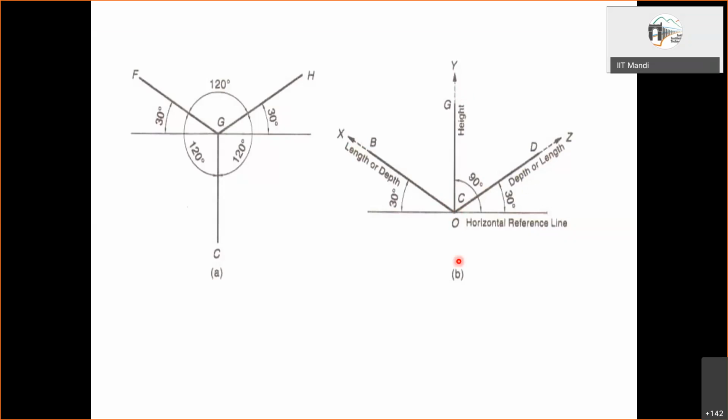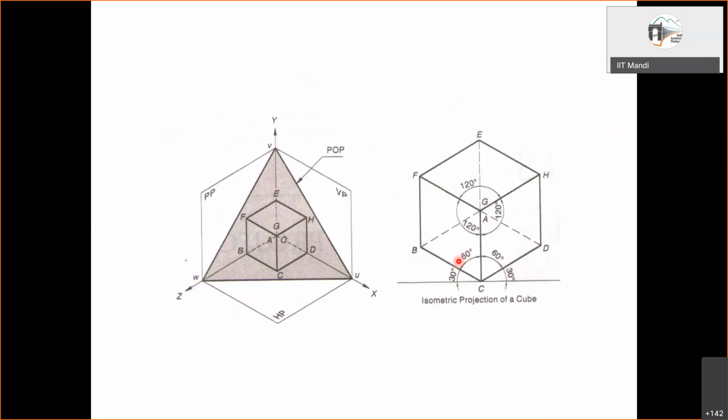So, where are these three coming from? Again, we can see from here. One corresponds to CD, length or depth, CB, length or depth, and CO, height. Anything vertical is height, to be taken along this line. And then this can be either length or depth, and this can be length or depth.